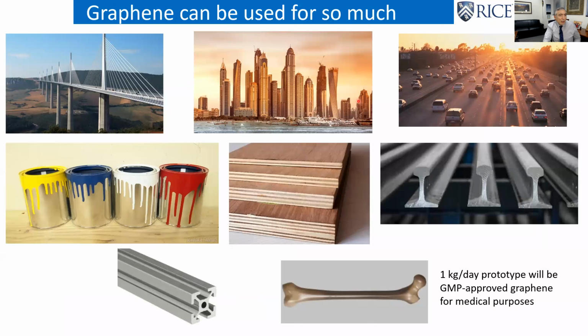Now we're going into concrete, we're going into asphalt. It has been known that you can strengthen concrete, as I showed you. So we've got contracts with the biggest concrete companies. Asphalt, it's great for asphalt. Could never come in at the price point, but now it can. We're going into paints, wood composites, steel, as long as you watch your temperature curves on that. Aluminum, even a GMP line for bone composites.